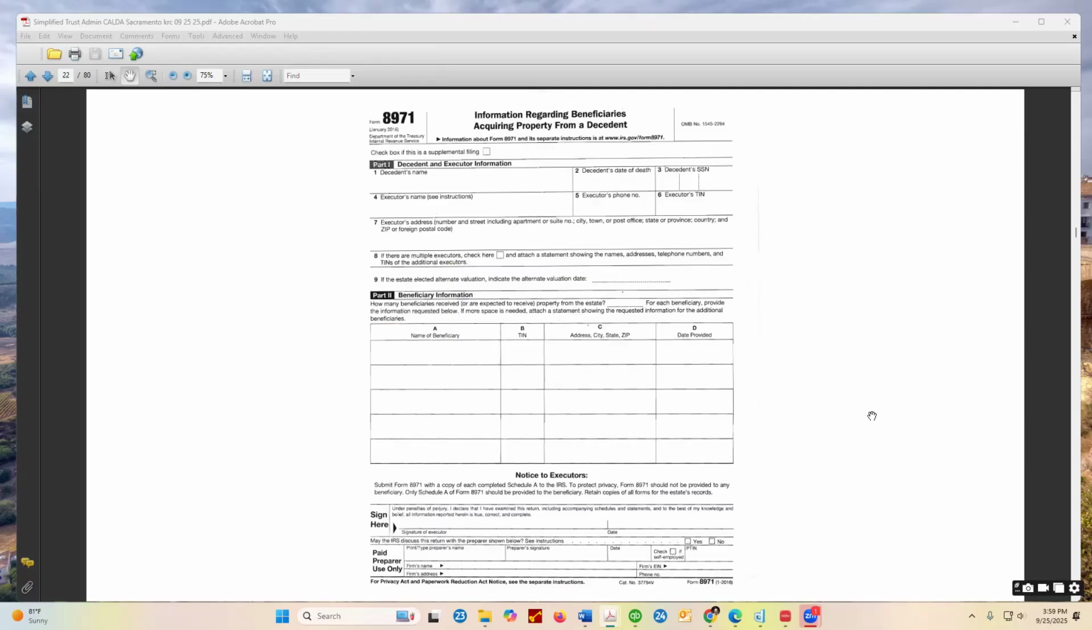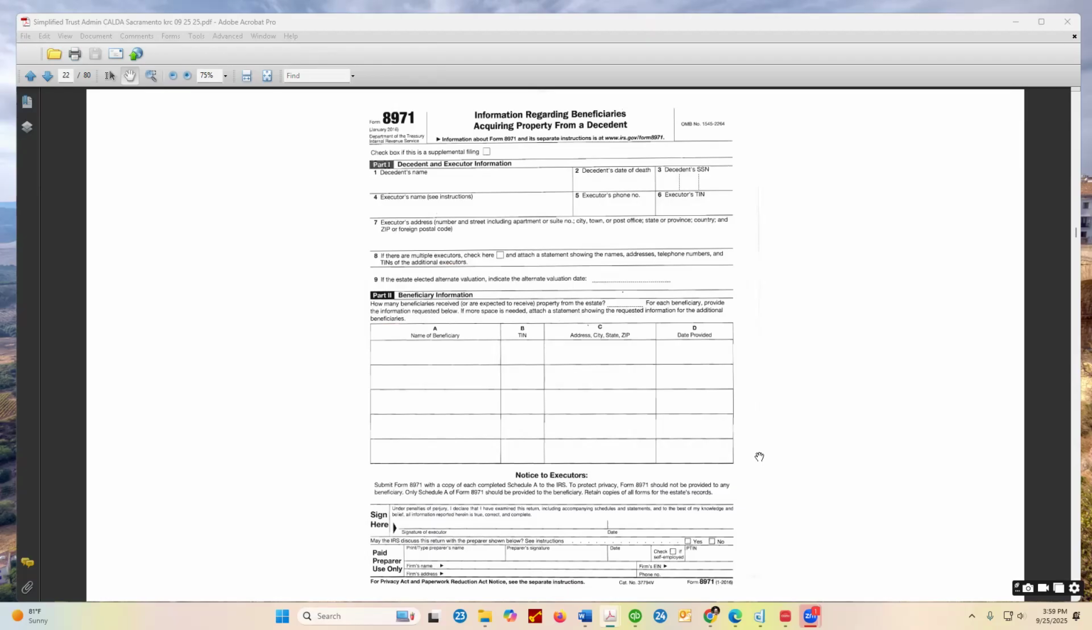Then if you have this property, now it's worth 1 million, and then the trust says to distribute the house to daughter, then the daughter needs to know what the cost basis for her for tax purposes is. So this Form 8971 is required to be given to the beneficiary when they get a distribution of real estate or some property that's not cash.